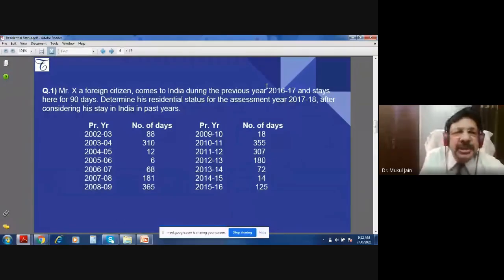So, after considering his stay in India in past years. This is given in the question. For the previous year 2002-3 he has stayed 88 days. So this data has come to the income tax department. So from 2002 to 15-16, the number of days are written. So X is a foreign citizen. He comes to India during the previous year and stays here for 90 days. Determine his residential status for assessment year 17-18.